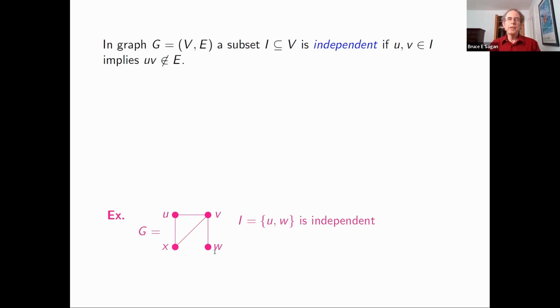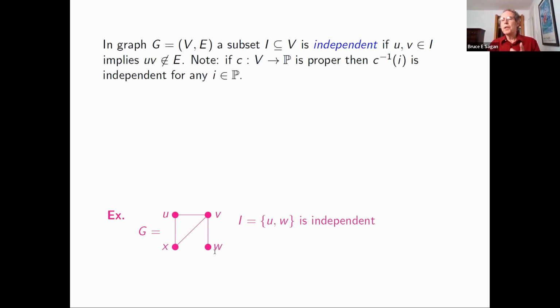Now, why would we care about independent sets? Well, think about it. Suppose I take a proper coloring and look at all the vertices that are colored a given color, say color i, right? So the inverse image of i under the coloring. That's an independent set, right? Because it's a proper coloring. If you've got a proper coloring, you're not allowed to have 2 things of the same color with an edge between them. So this is a natural thing to be looking at in this context.